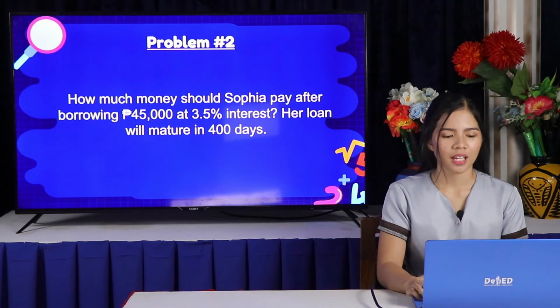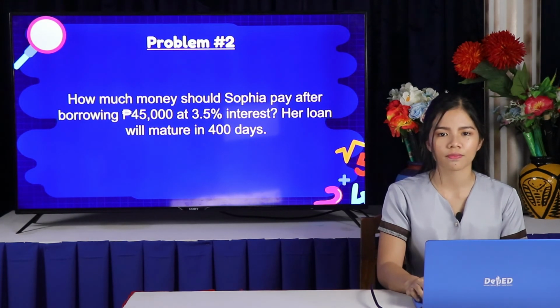Second problem. How much money should Sophia pay after borrowing 45,000 pesos at 3.5% interest? Her loan will mature in 400 days.